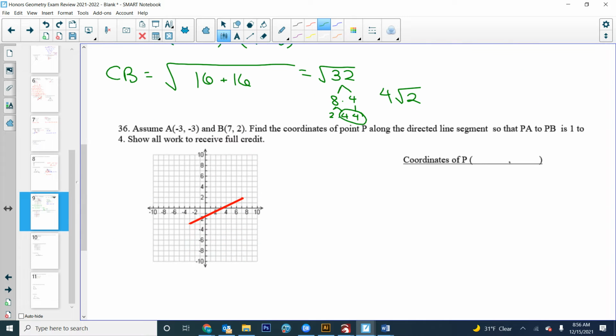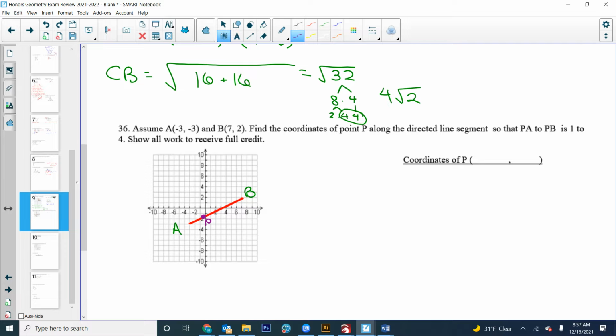All right. 36. A is -3, -3. B is 7, 2. Find the coordinates of point P along the directed line segment so that PA to PB is 1 to 4. Now, if you just look at this picture, I had some people who said, well, 1 to 4, maybe P is going to be in here somewhere, and I'm just going to graph it there. You won't get any points for that. I'm sorry, but we did this a certain way. It has to have work.